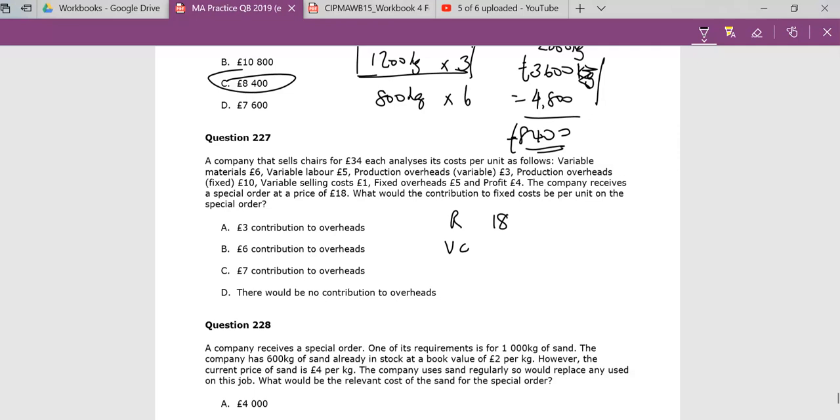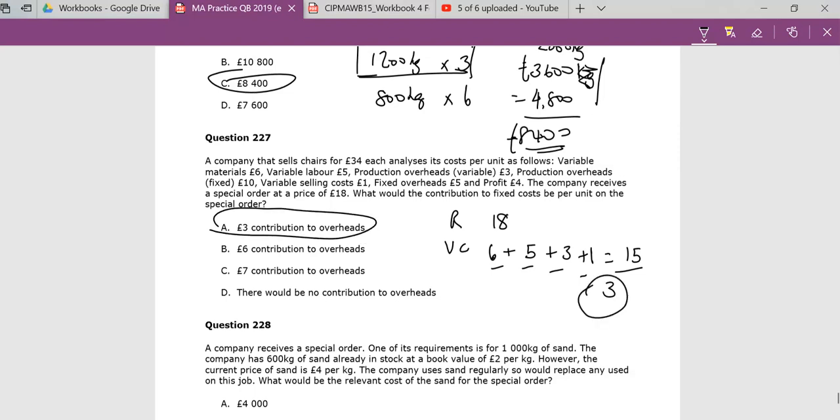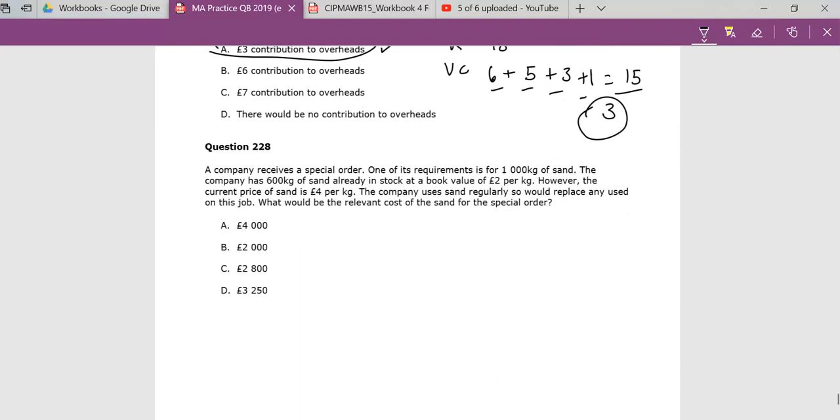For the variable costs, we have materials, 6, variable labor, 5, variable production overheads, 3, and variable selling costs, 1. Those are the only variable costs there, and that comes to 15, which means the contribution is 3. So £3 contributing to overheads, and so the answer is A. We always exclude fixed costs. They're not involved in this whole discussion. Another similar question. This time it says you need 1,000 kilograms.